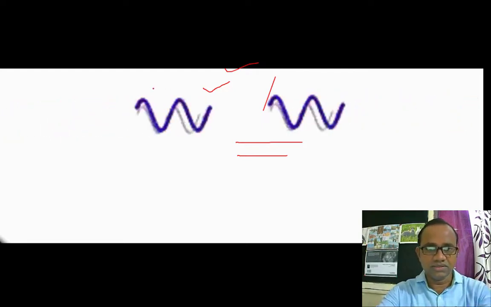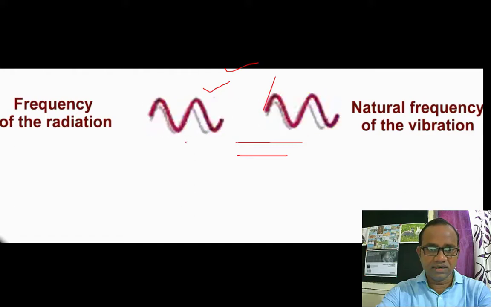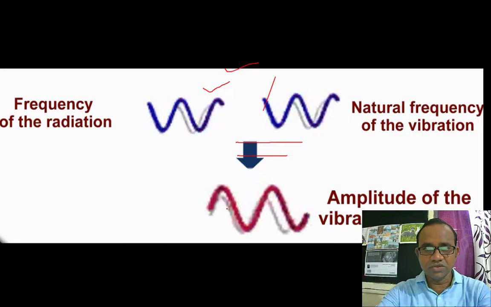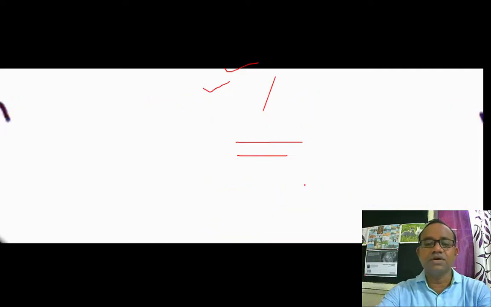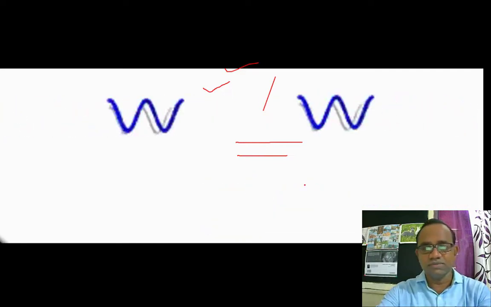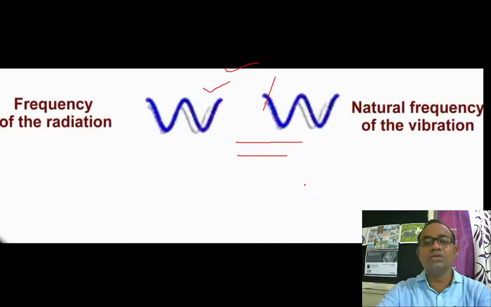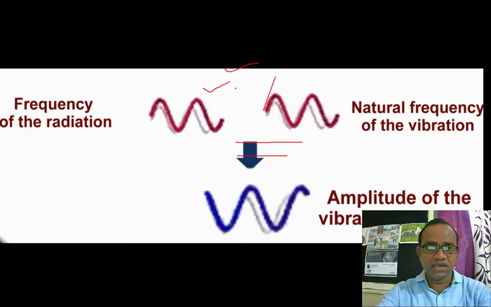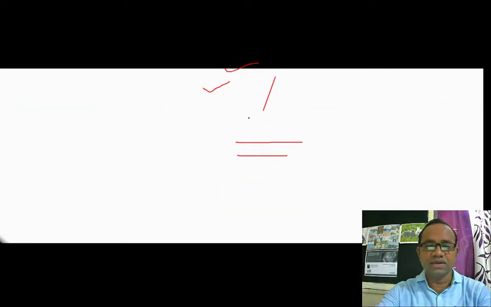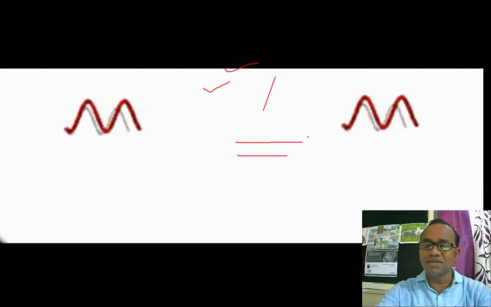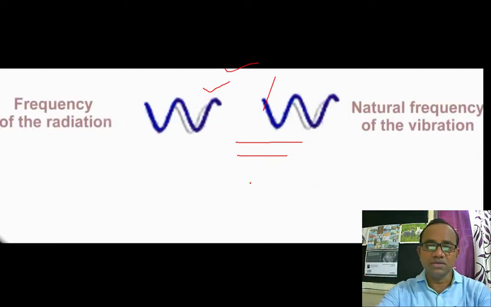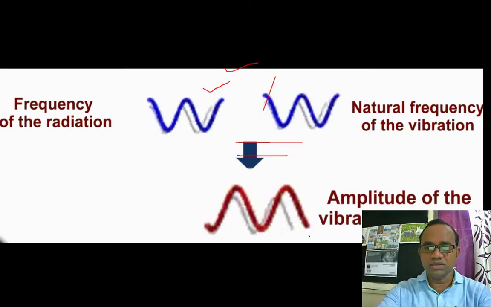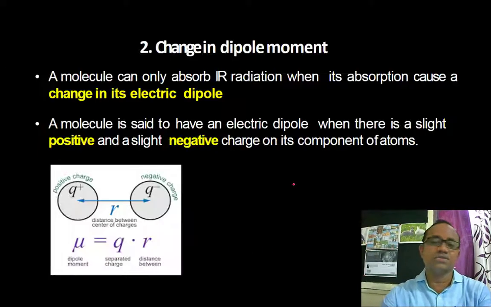Here we can see this is the incident frequency of radiation, and this is the natural frequency that is present. When these two couple, they produce a high amplitude of vibrations. That means for the molecule to absorb the IR radiation, its natural frequency and the incident frequency of the light should be similar. Then and only then can the molecule absorb the IR radiation, because the amplitude of the vibration increases.